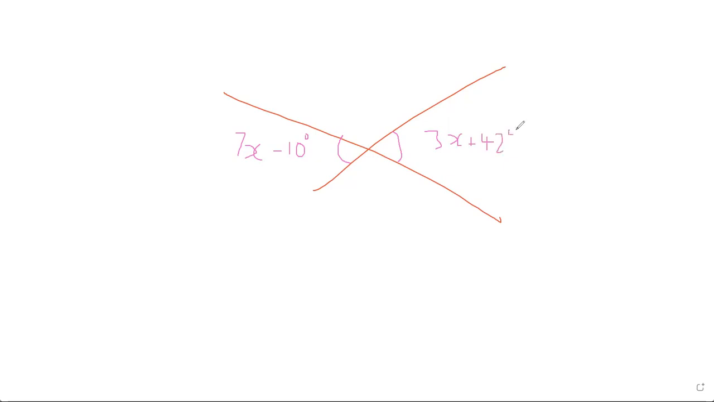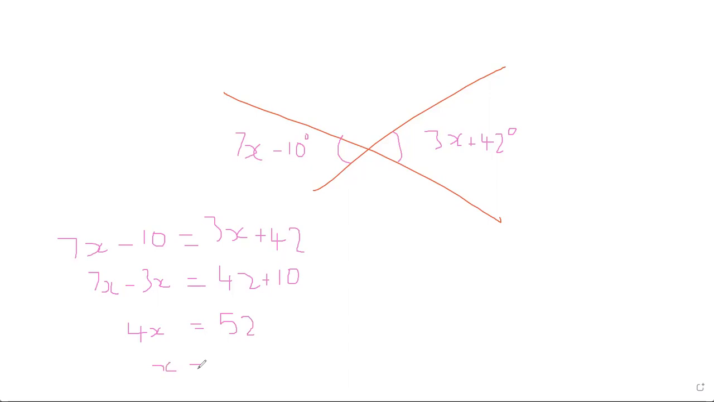Right, so if they're equal, we're just going to write an equation where they're equal. 7x minus 10 equals 3x plus 42. Right, so then I combine my like terms. I'm going to put my x's on one side, 7x minus 3x equals 42 plus 10. All right, simplify. So I've got 4x equals 52. And then 52 divided by 4.